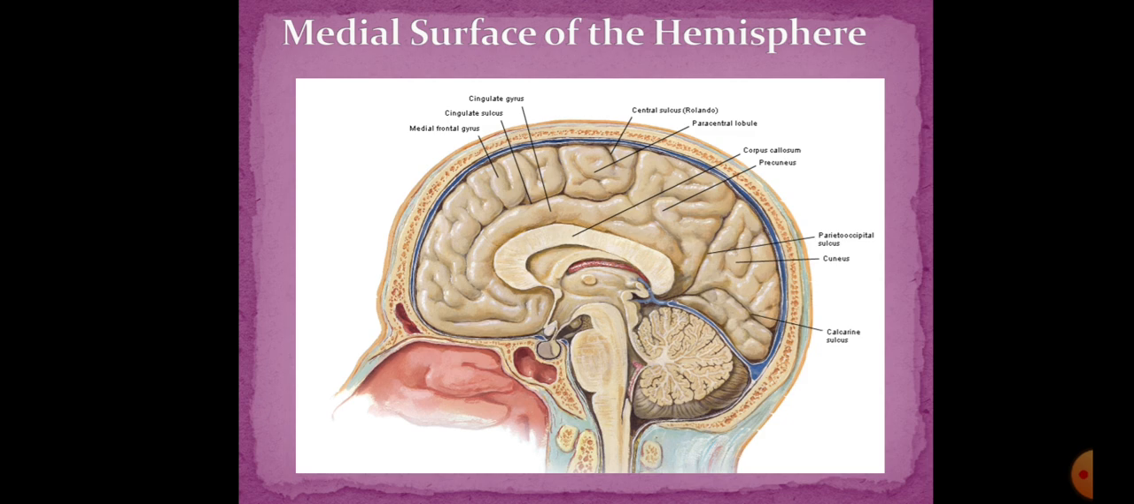Okay, the main gyri on the medial surface include medial frontal gyrus, paracentral lobule, precuneus and cuneus. And this one is the cingulate gyrus, which is part of the limbic lobe. This one is the cingulate gyrus.